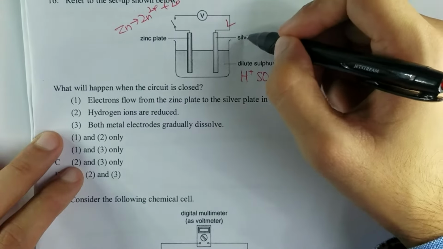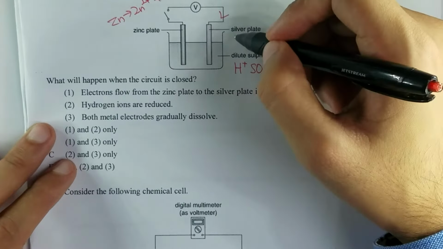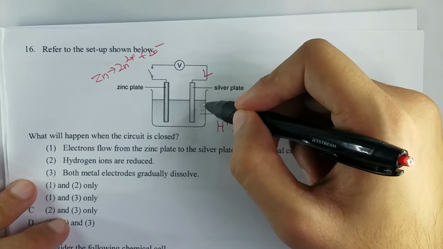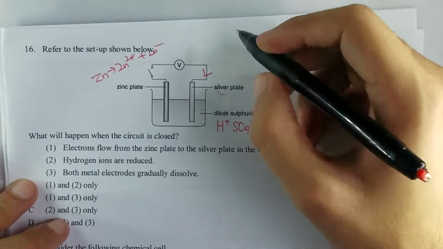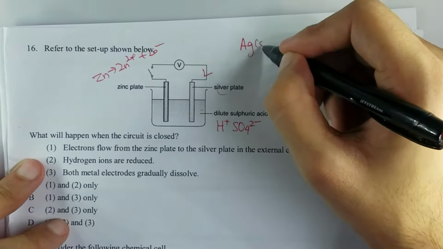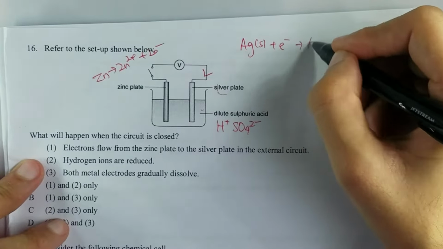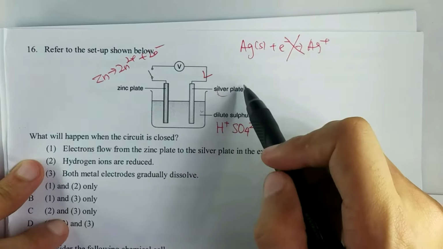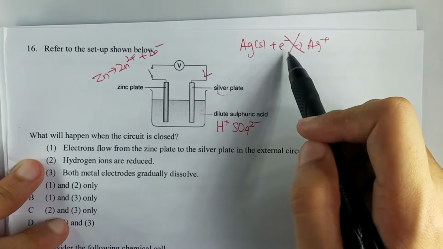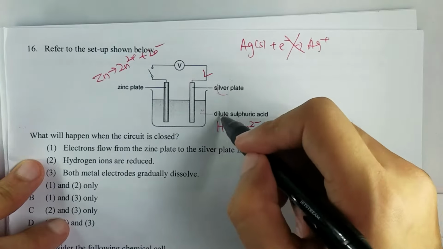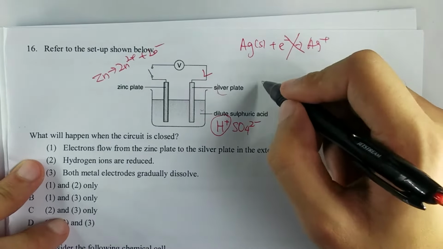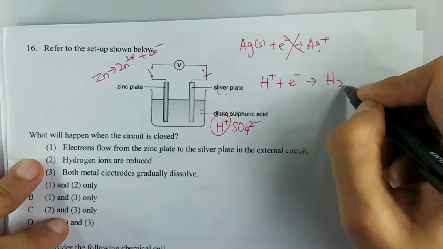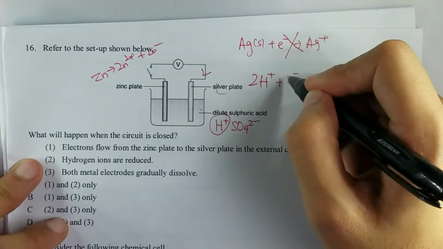Now since silver is a metal, who will be receiving the electrons? Will it be silver? Silver metal will not be receiving electrons to form silver ion. That is wrong. So who will be receiving electrons? The answer is very simple. It will be hydrogen. When hydrogen receives electrons, it will form hydrogen gas. So you just balance the equation.